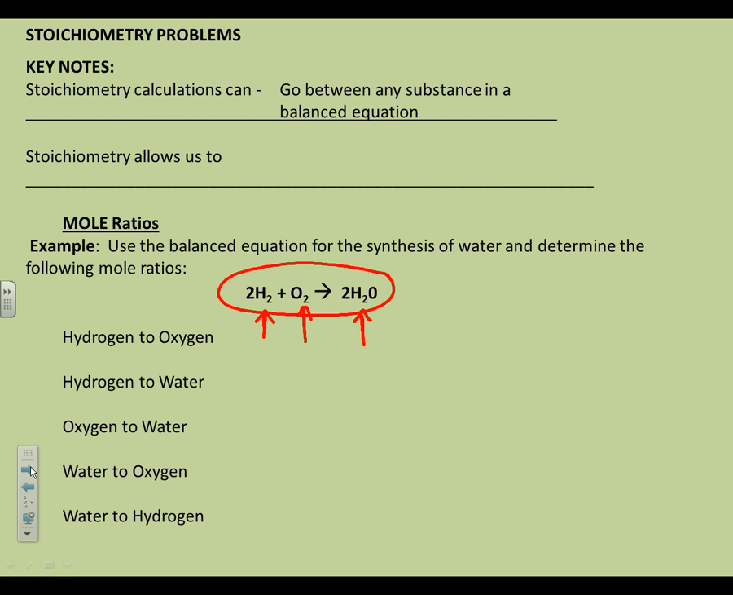Yes. So the cool thing about that is that you can start with oxygen and you can figure out how much water you could get. You could be given a mass of water and figure out how much hydrogen and oxygen you started with. Awesome. So just in case you wanted to synthesize water.